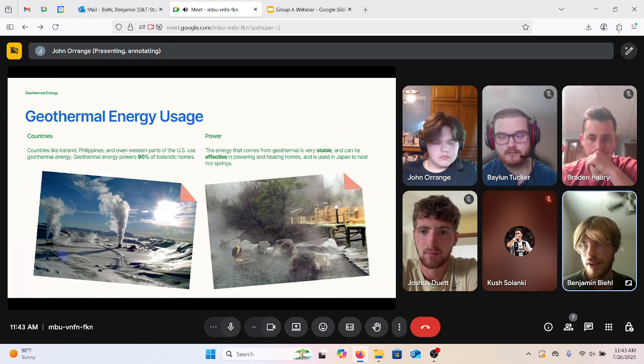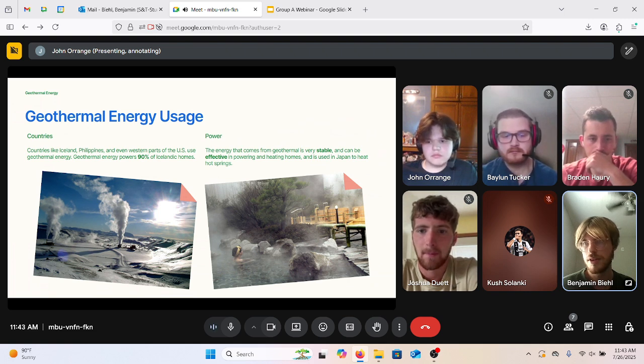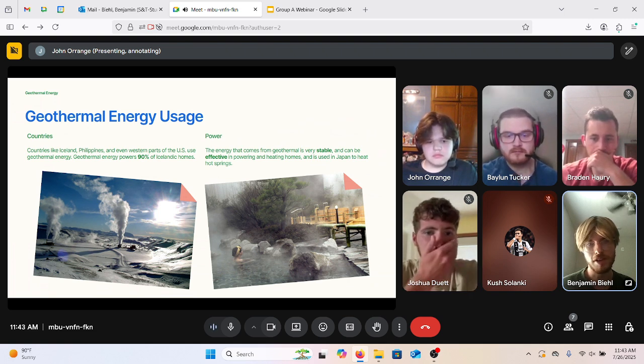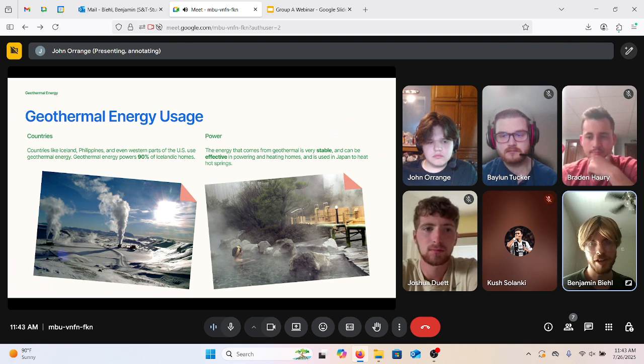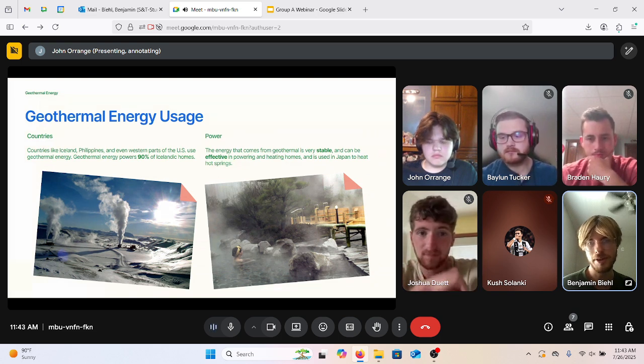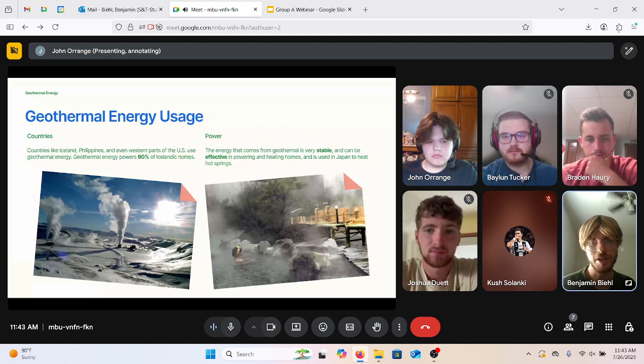So in terms of geothermal energy usage, some countries that use geothermal energy are Iceland, the Philippines, even some western parts of the US like California and Nevada. Geothermal energy also powers 90% of Icelandic homes, and I think about 25% of their electricity overall. So Iceland is a very huge proprietor of geothermal energy.